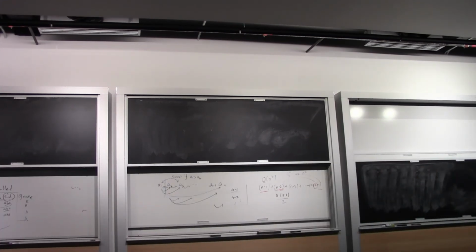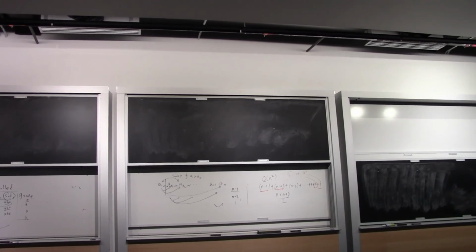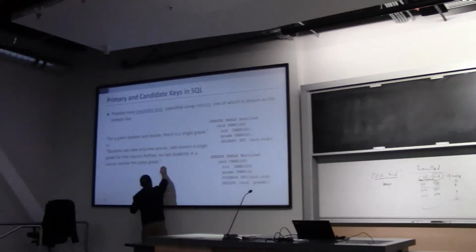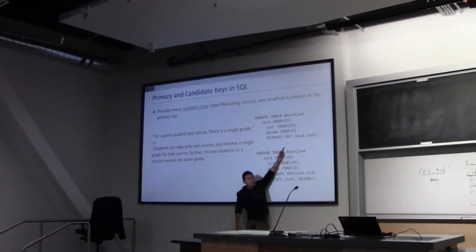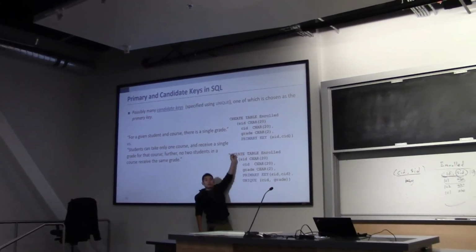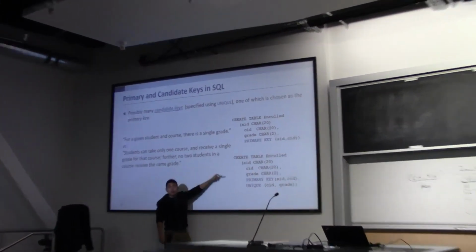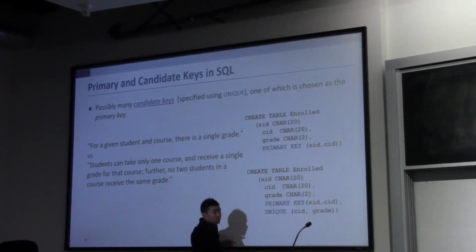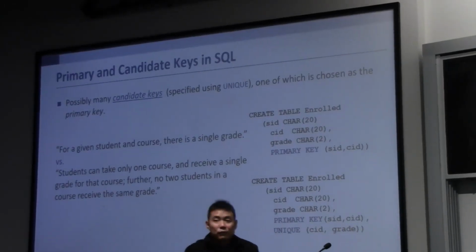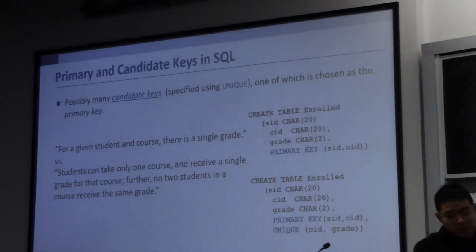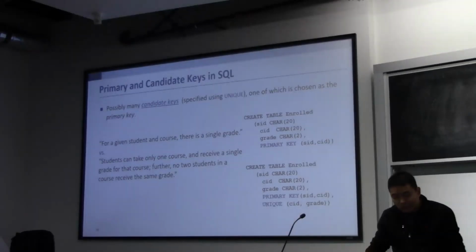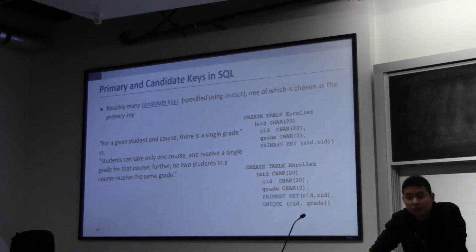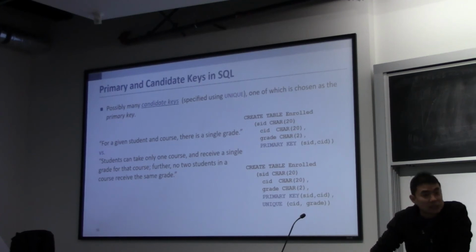Now, if I change my specification a little bit, let's go from here. I demonstrated to you going from knowing the key to the semantic meaning of it. Let's go from the specification to figure out what the key is. Please do not look at this, just look at this. If you're given a specification which says students can take only one course and receive a single grade for that course, okay? Further, no two students in your course receive the same grade.